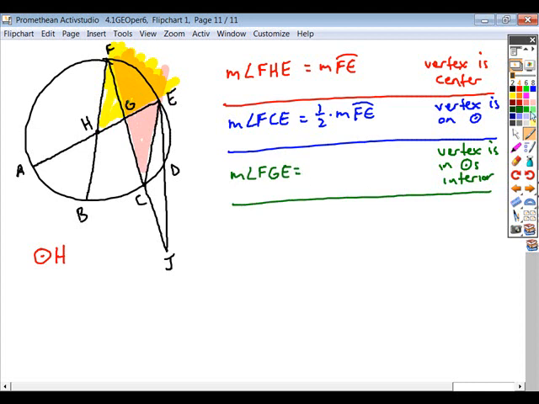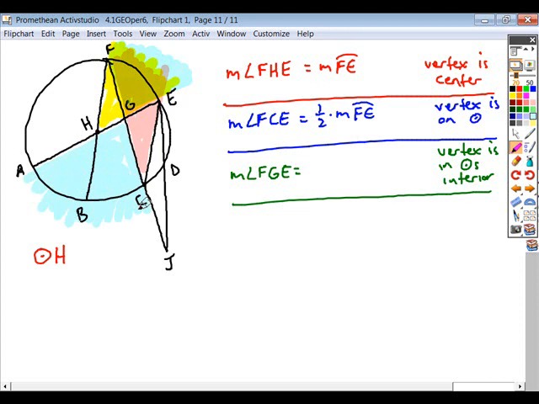When you look at FGE and want to identify its interior, here's FGE, and so the interior is still here. So what arc is in that interior? Once again, FE. But there's another angle that is related to FGE that you need to take into consideration, and that's the vertical angle to FGE. What is the vertical angle to FGE? AGC. You have to consider that interior as well when you're looking at intercepted arcs.